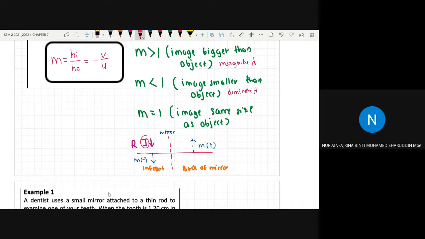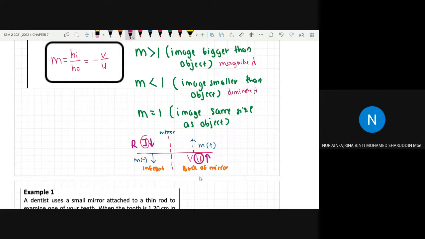So, tak kisah juga kalau image awak tu besar daripada objek ke, smaller than objek ke, sama size dengan objek ke. Kalau awak dapat image awak tu at the back of mirror, dekat belakang cermin, awak punya magnification adalah positif. Kenapa? Sebab image yang awak dapat itu adalah upright image, image yang menegak. So, bila dia menegak, magnification dia positif. Bila dia songsang, inverted, magnification dia adalah negatif.